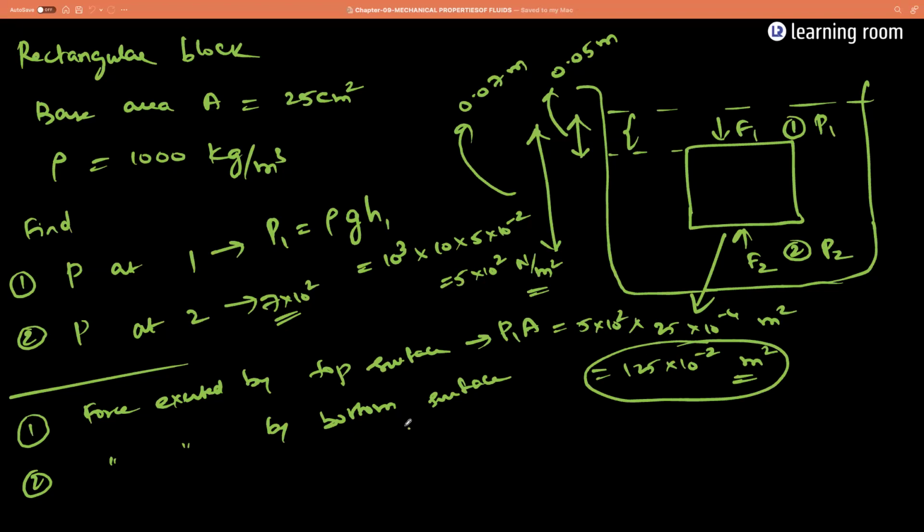Then what is the force at the bottom surface? P2 multiplied with area. What is the value of P2? 7 into 10 power 2 into 25 into 10 power minus 4. So the answer will be 175 into 10 power minus 2, not meter square, sorry, Newton. 175 into 10 power minus 2 or 1.75 Newton. Is the point clear?